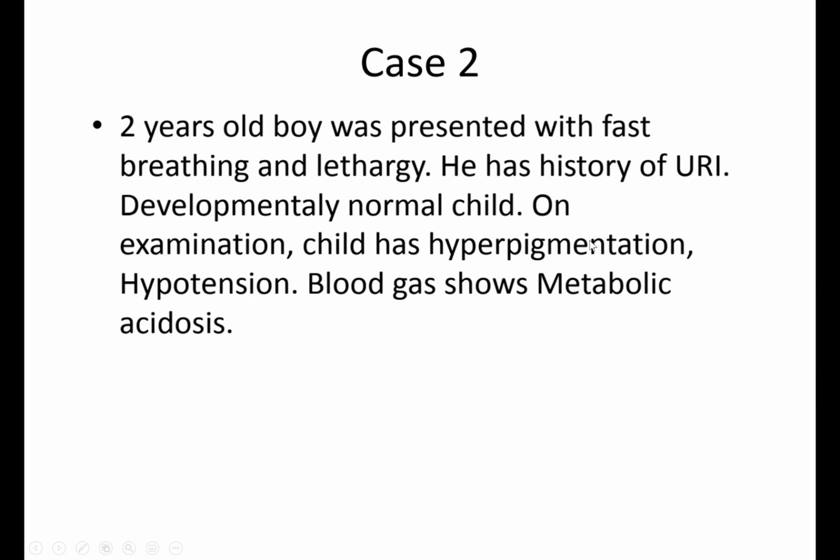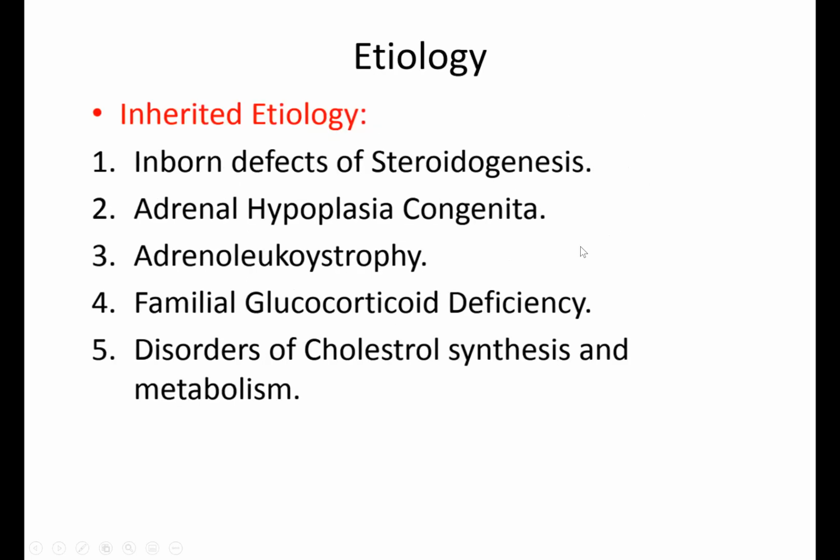On examination, the child had hyperpigmentation. There was low blood pressure, and the blood gas showed metabolic acidosis. So this is an older child, not a neonate, and he's developed an intercurrent illness. And you can see that there are other signs of adrenal problems based on hypotension, hyperpigmentation, acidosis, and the fast breathing being acidotic breathing.